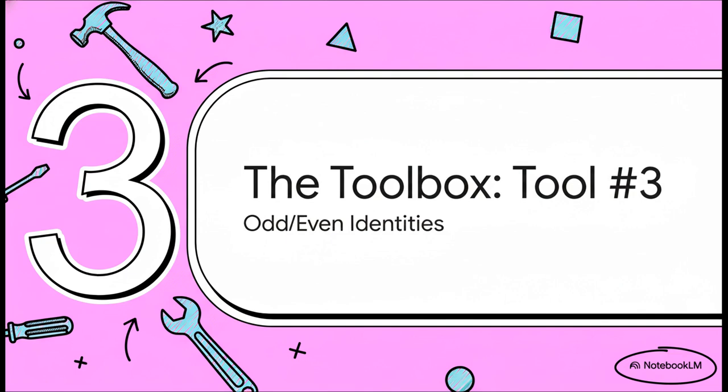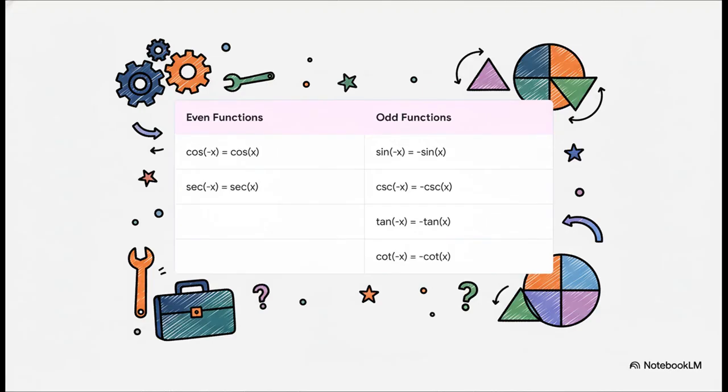Our third set of tools is all about dealing with those pesky negative signs inside the function. The odd and even identities give us a clear rule for how every trig function behaves when you feed it a negative angle. And there's a really simple pattern here. The only even functions are cosine and its reciprocal, secant. For them, the negative sign inside just vanishes. For all the other odd functions, you can basically just pull the negative sign right out front.